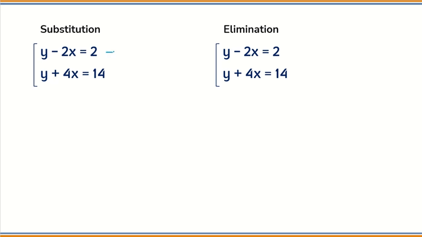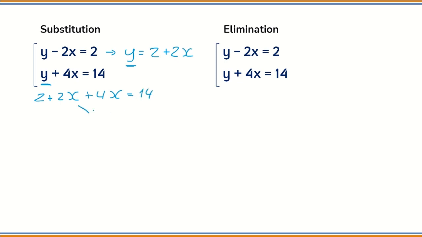I will start with this equation and I'm going to leave y on its own. So y equals 2, and I'm going to plus 2x on both parts of the equation. So here I will have minus 2x plus 2x, which is 0, and on the other side plus 2x. Now this variable y, I'm going to take it here and I'm going to substitute it. So 2 plus 2x, and now I can continue, plus 4x equals 14.